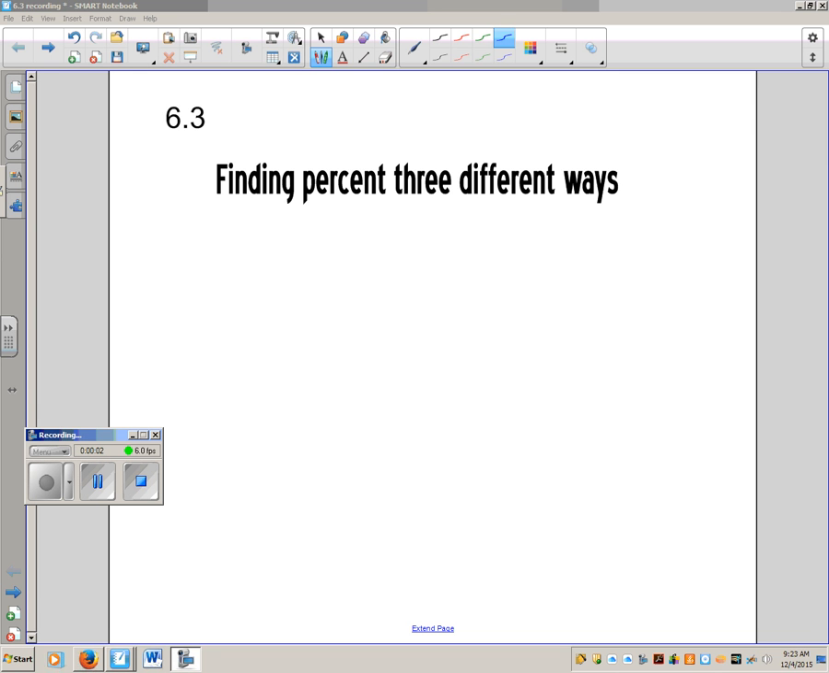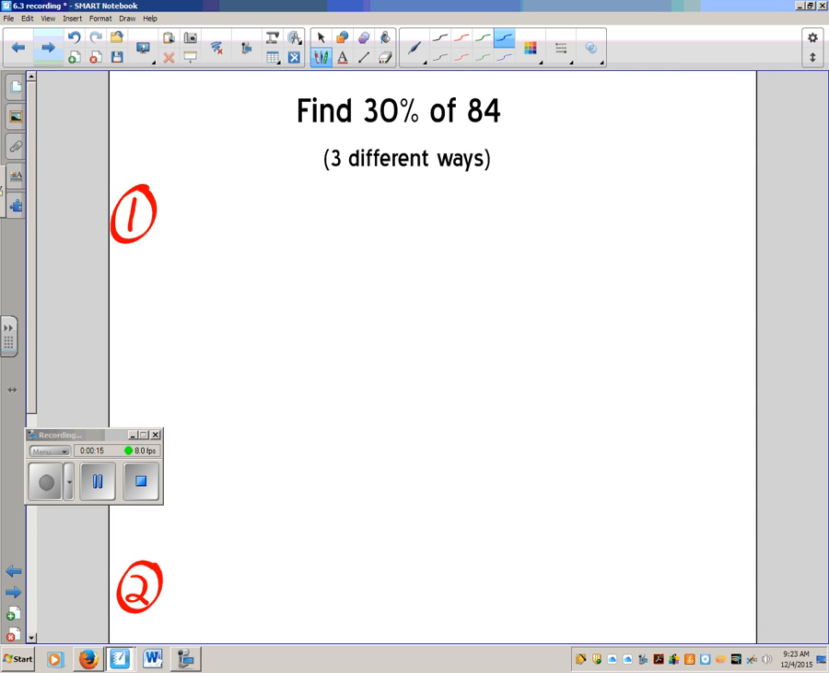In your notebook, write down 6.3 at the top of the page and then title it Finding Percent Three Different Ways. Copy this down. Find 30% of 84. We are going to do it three different ways.